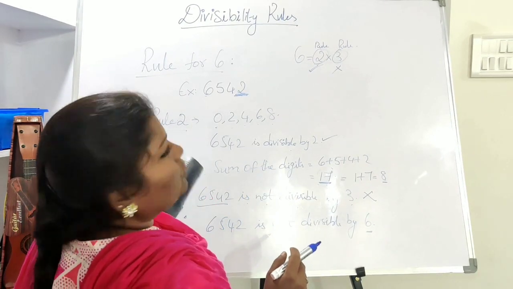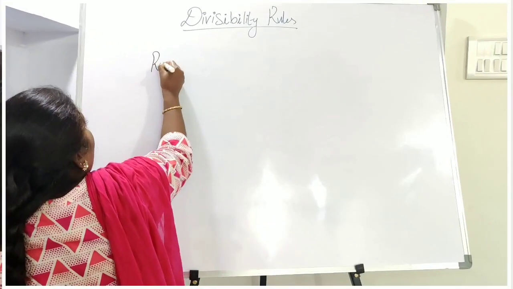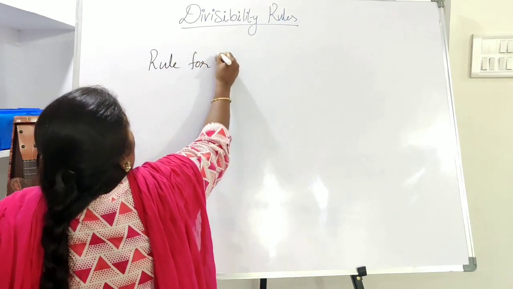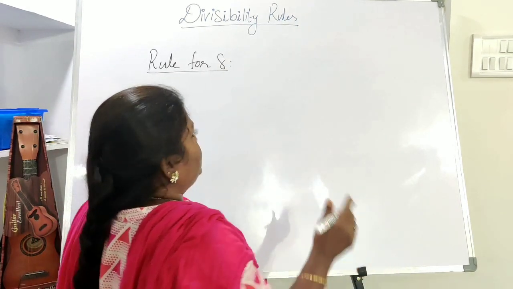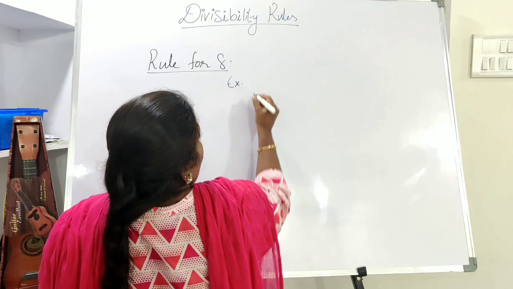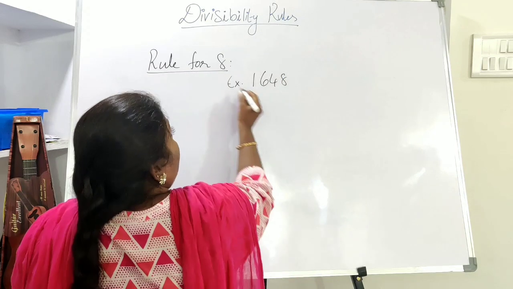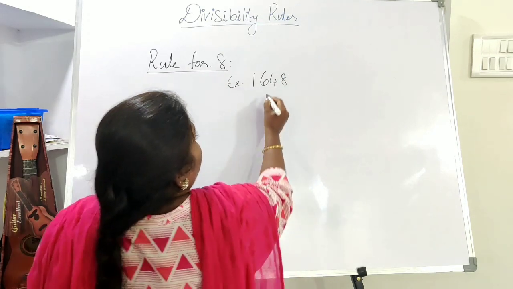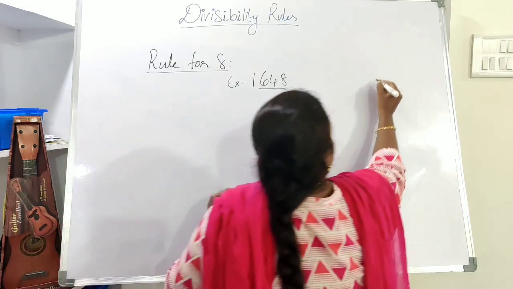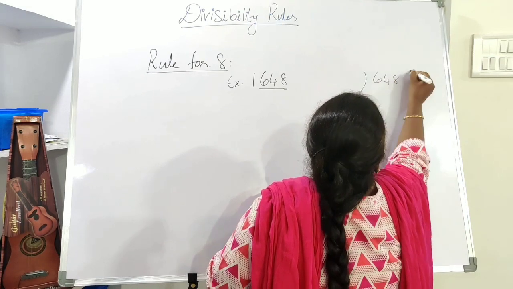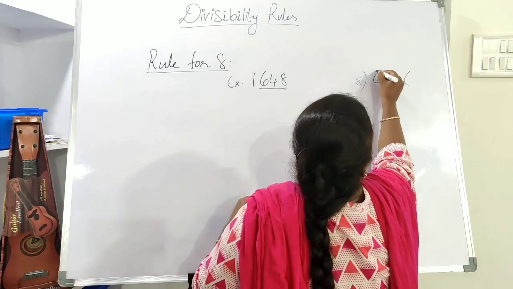So let's move on to the rule of 8. Let's start with the rule for 8. Now for the rule of 8, you have to check the last 3 digits. Let me explain by taking an example. 1648. Because it is 8, you have to check the last 3 digits. Now take the last 3 digits and divide the number by 8. Because one digit is smaller, take 2 digits at a time.